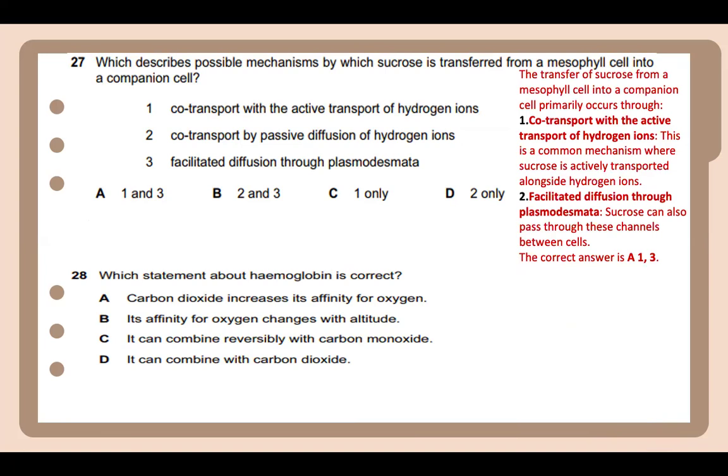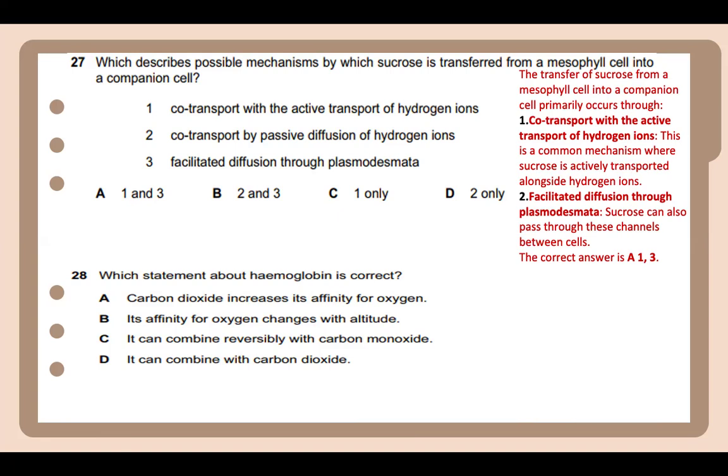The transfer of sucrose from a mesophyll cell into a companion cell primarily occurs through co-transport with the active transport of hydrogen ion, and this is a common mechanism where sucrose is actively transported alongside hydrogen ion. Facilitated diffusion through plasmodesmata, sucrose can only be passed through this channel between cells. So the correct statement will be 1 and 3. So the answer is A.